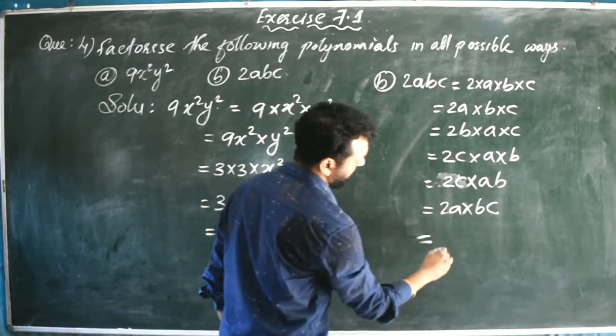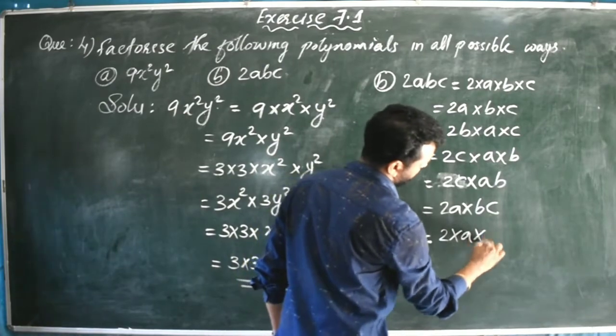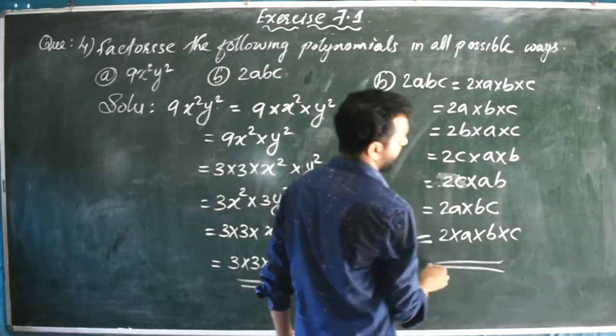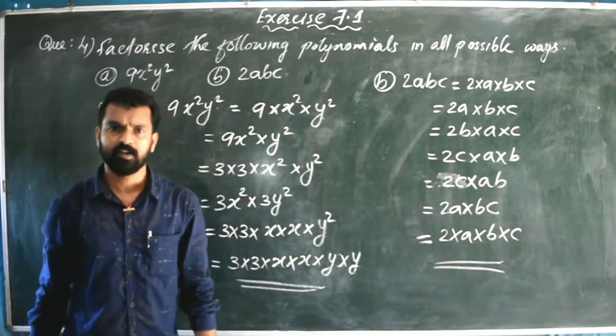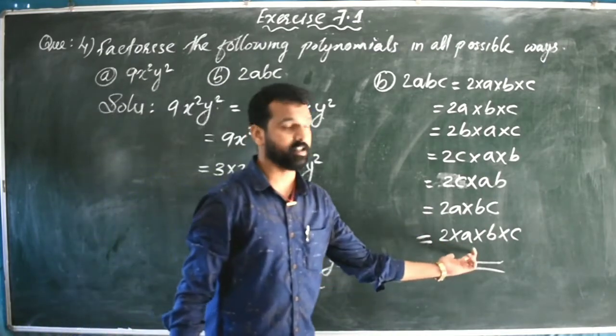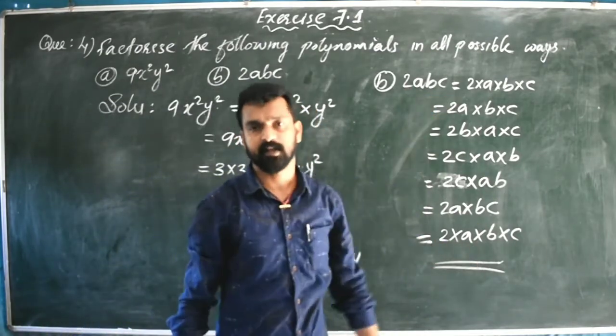So the last, complete factorization is 2 into A into B into C. That is the complete factorization of 2ABC.